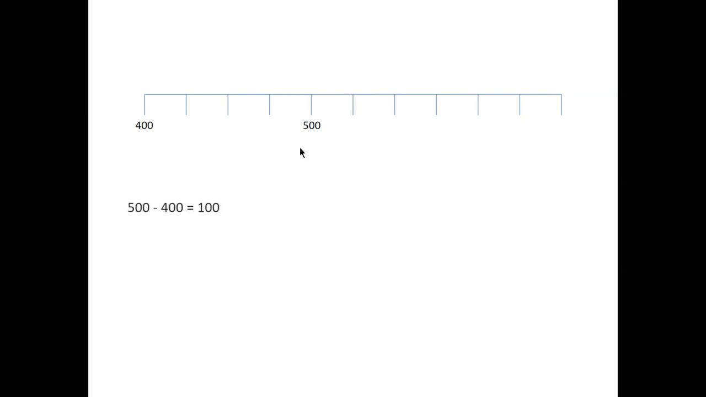500, take away 400 is 100. There are 1, 2, 3, 4 sections. 100 divided by 4 is 25. So each of these are going up in 25s. This one here, 500 plus 25, 525 plus 25, and so on, adding on 25 each time.